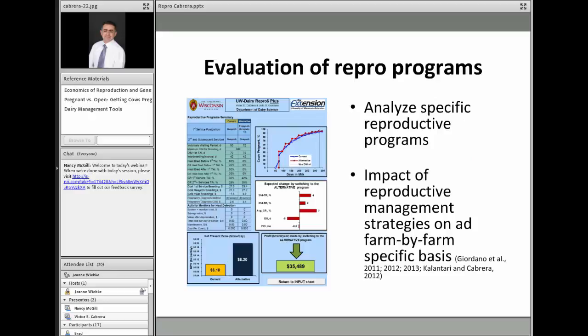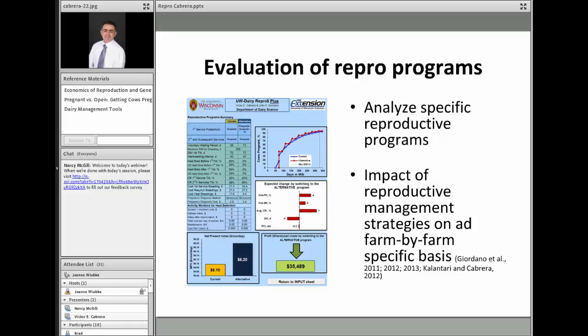The next thing I would like to mention briefly now and later discuss more in detail is the evaluation of reproductive programs. Once we get a good idea of what we are going to have after improving our reproductive efficiency on the overall net return on the farm, maybe, and probably this has been a very heavily used tool, we can use this one that is called UW Dairy Repro Dollar Plus. What this tool actually does is analyze the specific reproductive programs.